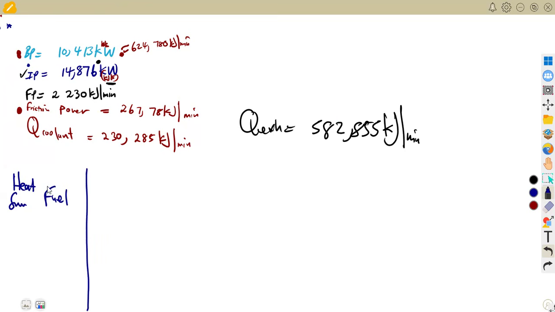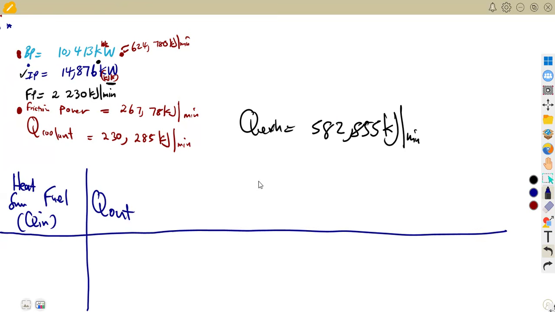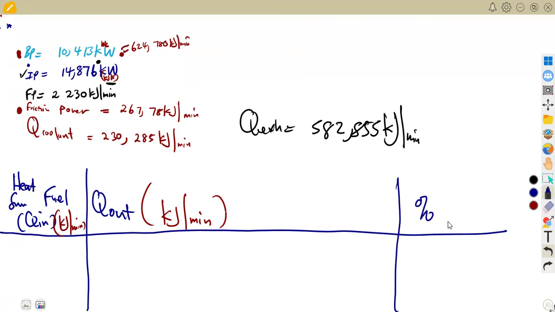Then Q out. So this is our Q in in actual sense. Then we have got Q out, this is heat 2. We are told this must be in kilojoules per minute. Kilojoules per minute also here. So that is what we have. If we check here, everything was already in kilojoules per minute, so we're not going to worry much. And this is the percentage of heat supplied.